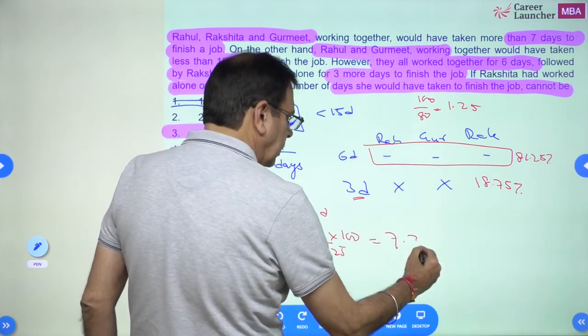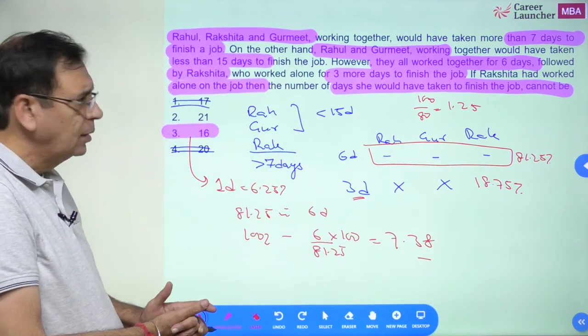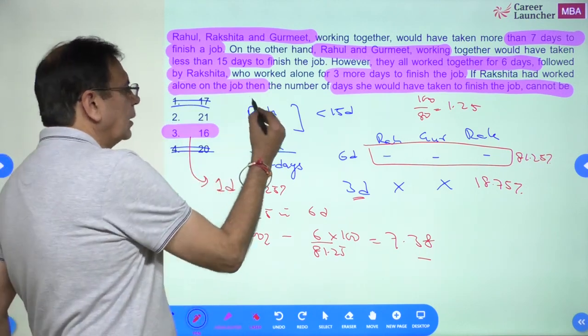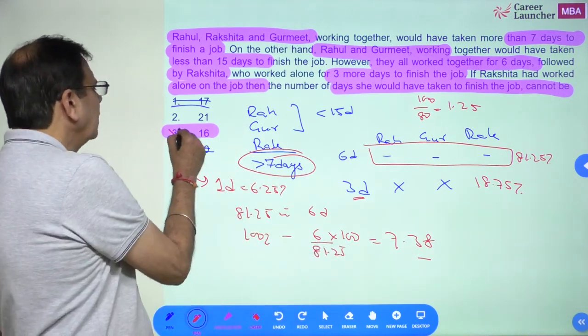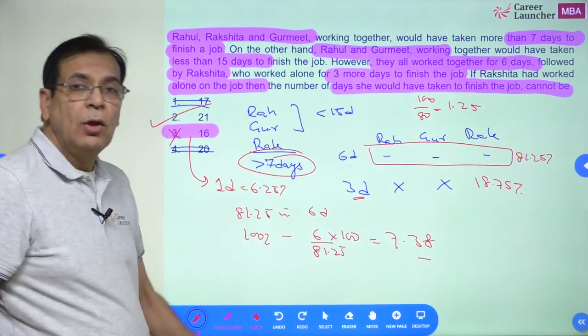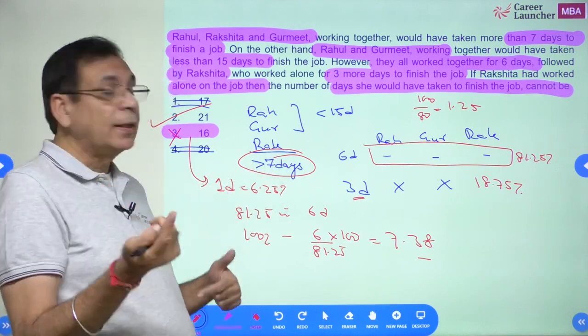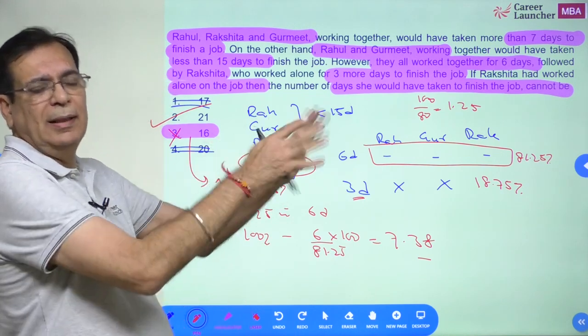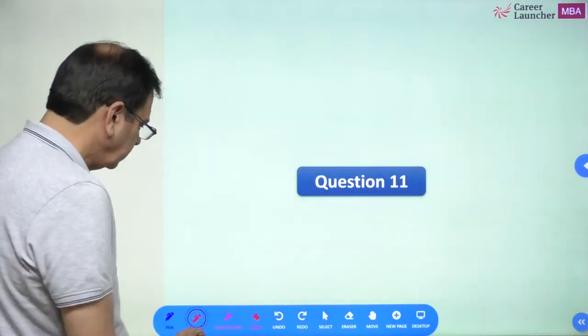So this comes out to be 7.38. What does that mean? It is satisfying the condition. The condition was these three together have to do the work in more than 7 days. That means the other answer nahi ho sakta. Correct answer is this. Okay. So we started by saying answer extreme choice hi hoga. Ek ko check kiya. Which one did I check? Easiest of the two numbers, and then it satisfied the condition. So we marked the answer and moved on.